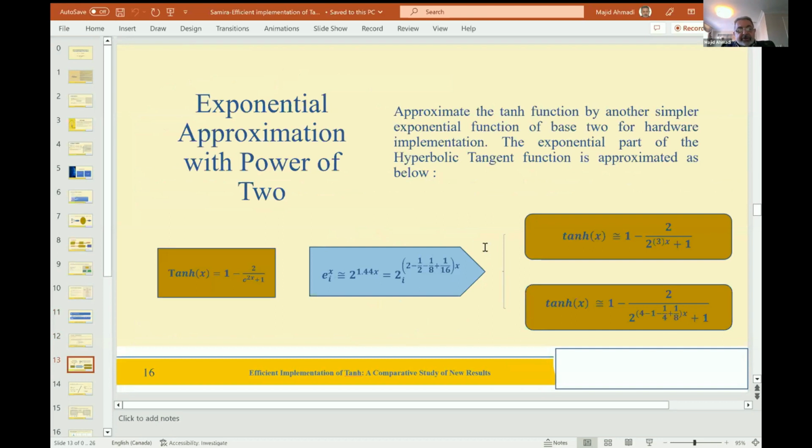For the exponential function, e to the power x is equal to 2 to the power 1.44x. Now, we can come up with a power of 2 approximation of 1.44, which is shown in this equation. And as you can see, practically what we have is a bunch of shifts and additions or subtractions that we perform. And this is how we can get e to the power of x approximated by the power of 2.